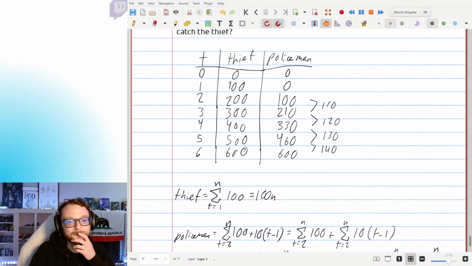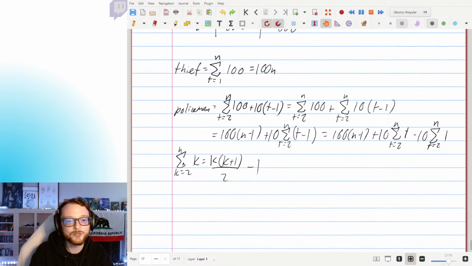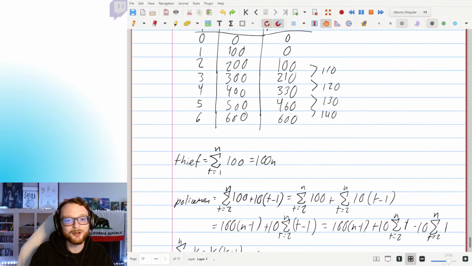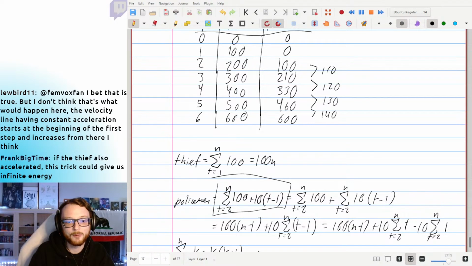Okay, so with this brute force way, t equals 6, but I was trying this tricky summation way, where looking at the columns, for the thief, you're just adding 100 each time. So you could express that pretty cleanly as this summation here, and that's just 100 times n. The columns for the policeman are a little bit harder, but I think this is a good representation, and I'm trying to split that up.